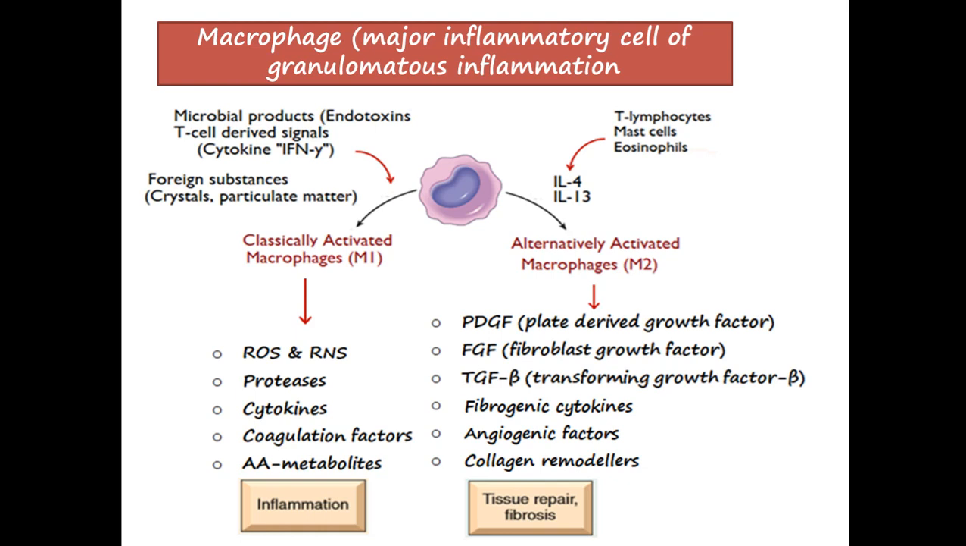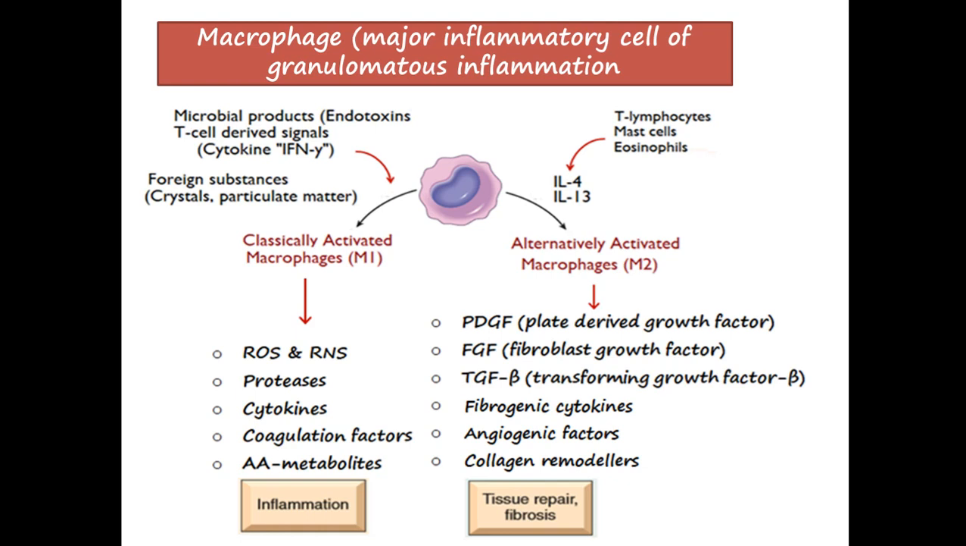Now, if the macrophage is activated by the classical pathway, it will play its major role in inflammation. It will facilitate, amplify, and trigger inflammation. On the other hand, when the macrophage is activated through the alternative pathway, it will play its role in healing and repair. So this is the same macrophage which plays two different roles in two different situations.